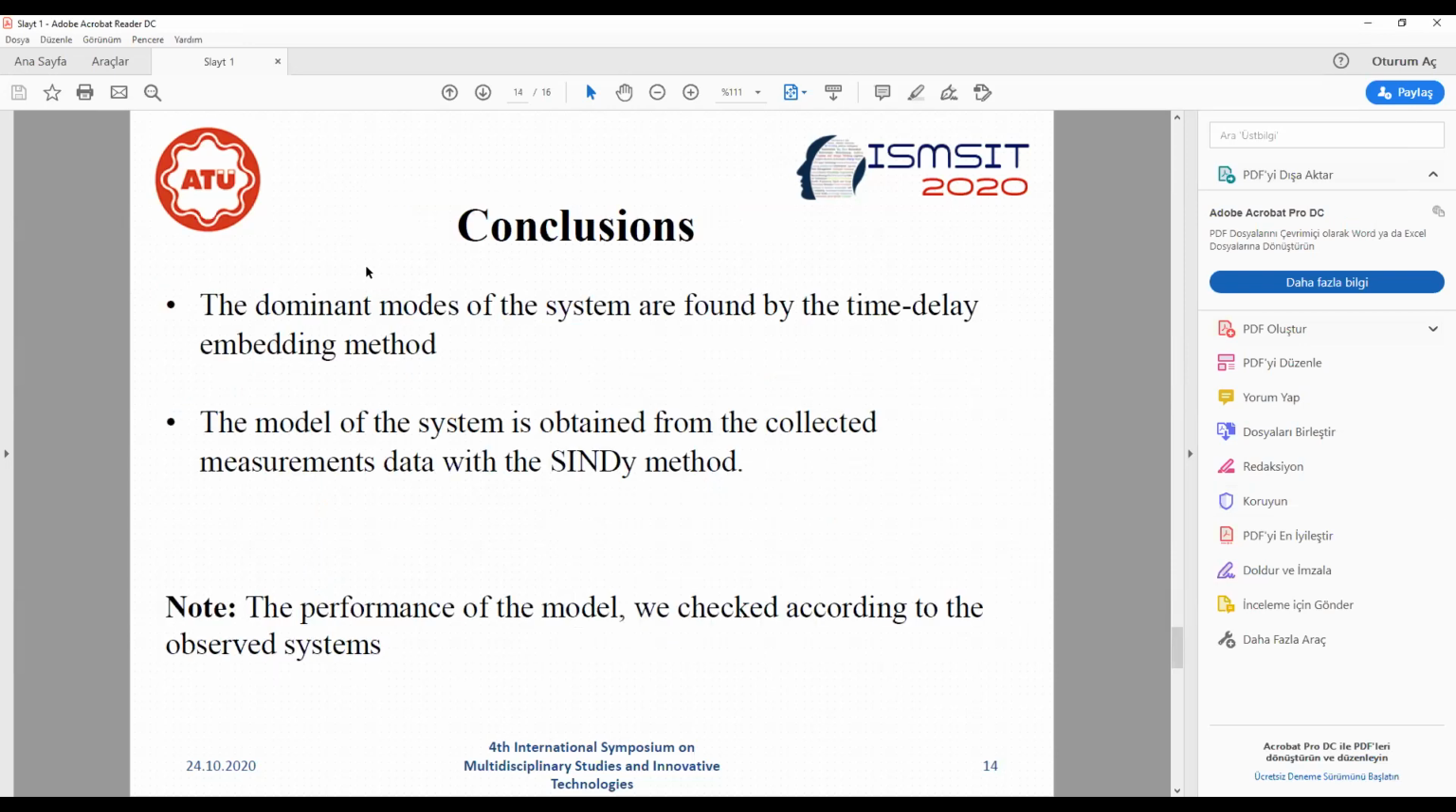The conclusions of our paper: the dominance of the systems and the time delay embedding theory coordinates of our systems we approve, and then the model of the systems is obtained from the collected measurement data with the SINDy method. But the performance of the model we checked according to the observed systems, because in experimental studies, model testing will be done by working with real-time data.